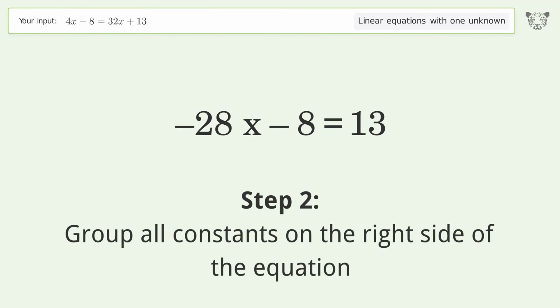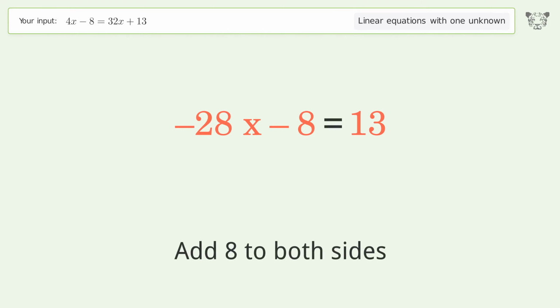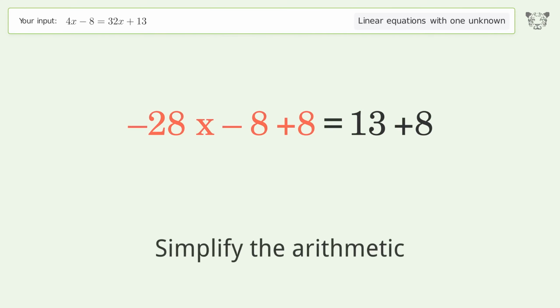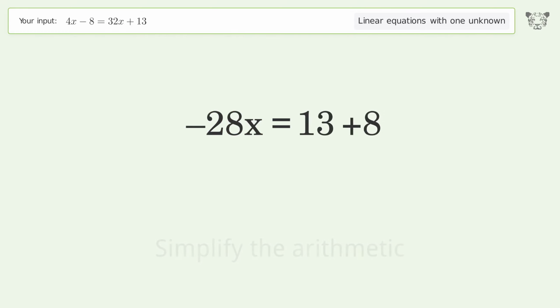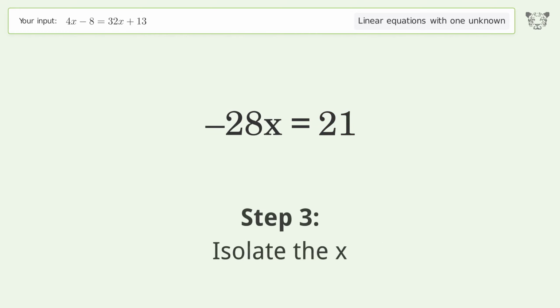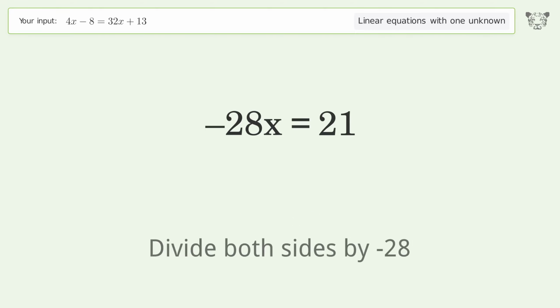Group all constants on the right side of the equation. Add 8 to both sides. Simplify the arithmetic. Isolate the x. Divide both sides by -28.